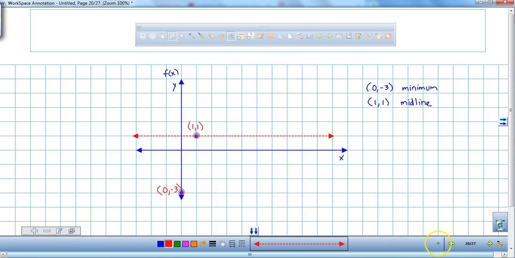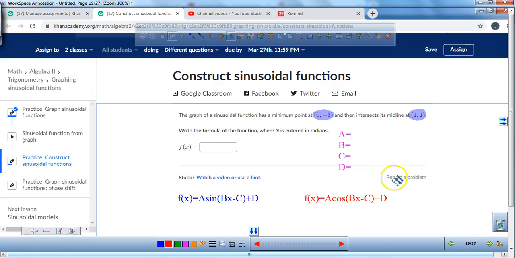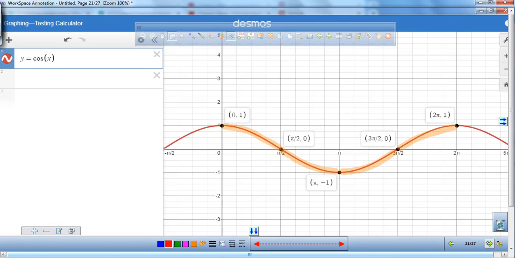Okay. Next thing you do is you try to figure out, are we dealing with a sine or a cosine? Because technically you could build a sine function out of this, but in this particular case I think it's going to be easier to build a cosine. So we'll take a look at it real quick. So here's your regular cosine function. This is a positive cosine function.